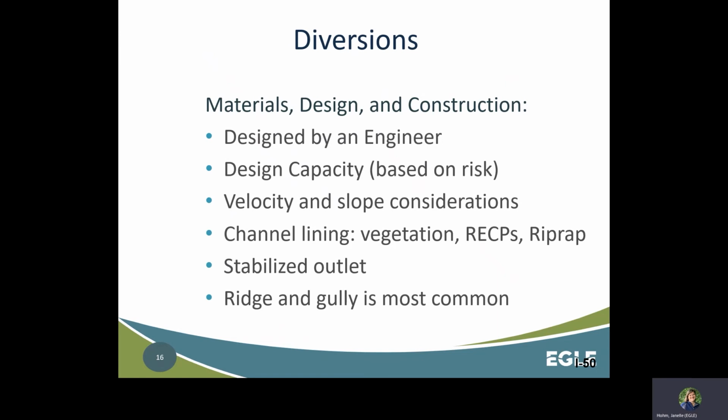Design capacity is based on risk. For minor buildings and roads, the diversion is typically designed for a 25-year, 24-hour storm event. For major buildings such as homes and schools and high-capacity roads, the basin is typically designed for a 100-year, 24-hour storm event.